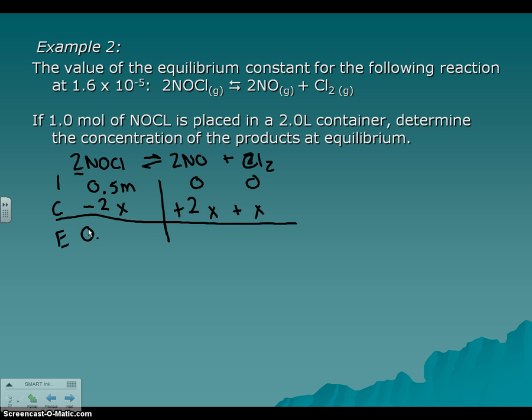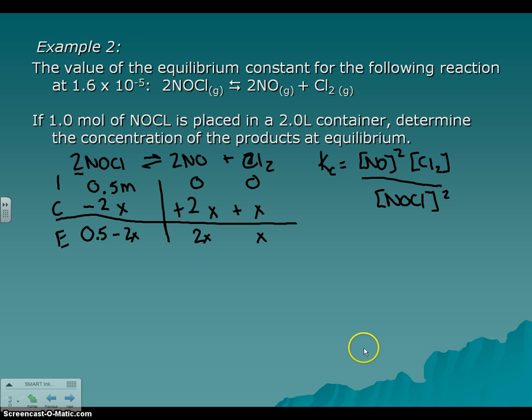At equilibrium, initial minus change. So 0.5 minus 2x. This is going to be 2x. This is going to be x. Now we're going to set up our Kc expression. I kind of do that off to the side. So our Kc expression is products over reactants. Notice that I'm raising this to the second power because I have 2 NOs, over my reactants. And again, square it. Don't forget the coefficients and what role that plays.